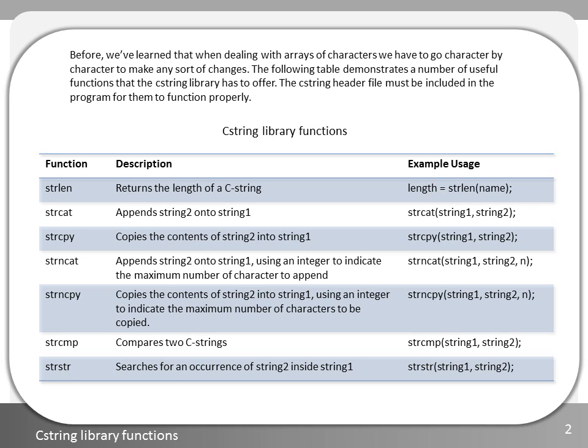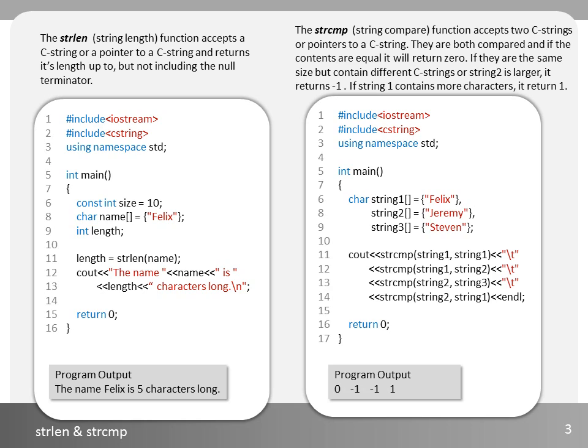Illustrated on the right side of the table are examples of how to use each one of these functions. The string length function accepts a CString or a pointer to a CString and returns its length up to but not including the null terminator. Below is an example. This program declares an array called name and initializes it with the word Felix. Then the length is calculated using string length and then printed on the console. The results can be seen below. It reads, the name Felix is 5 characters long.